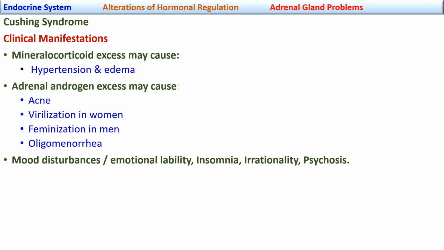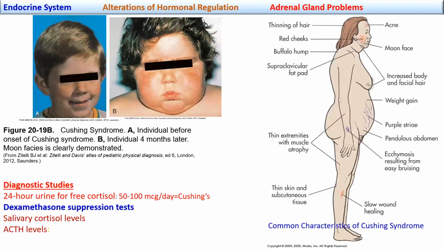Patients also may exhibit or be presented with mood disturbances, emotional instability, insomnia, or psychoses. These are some of the manifestations in patients with Cushing syndrome.